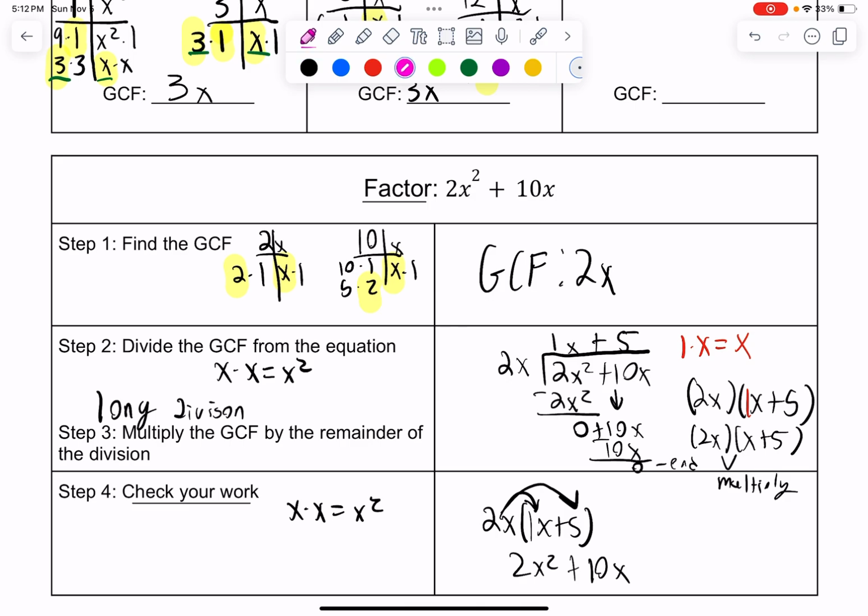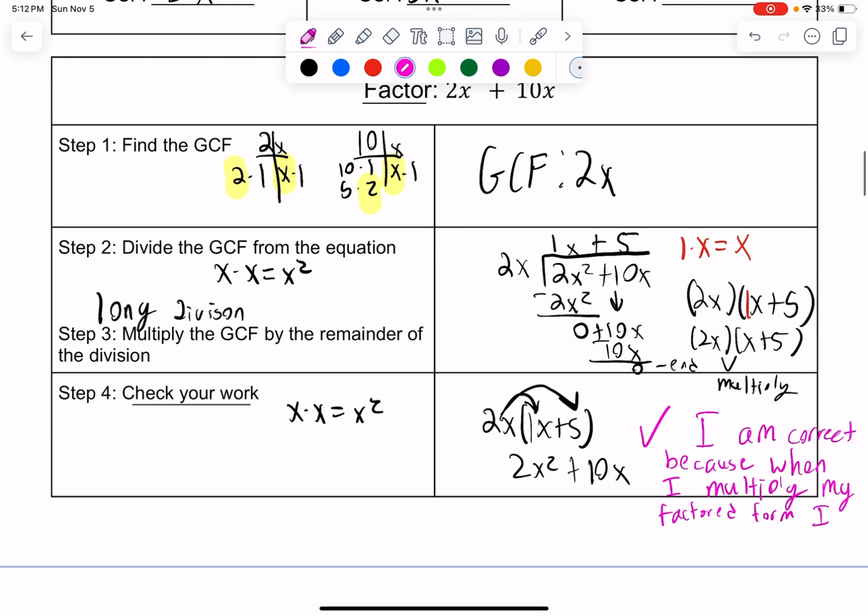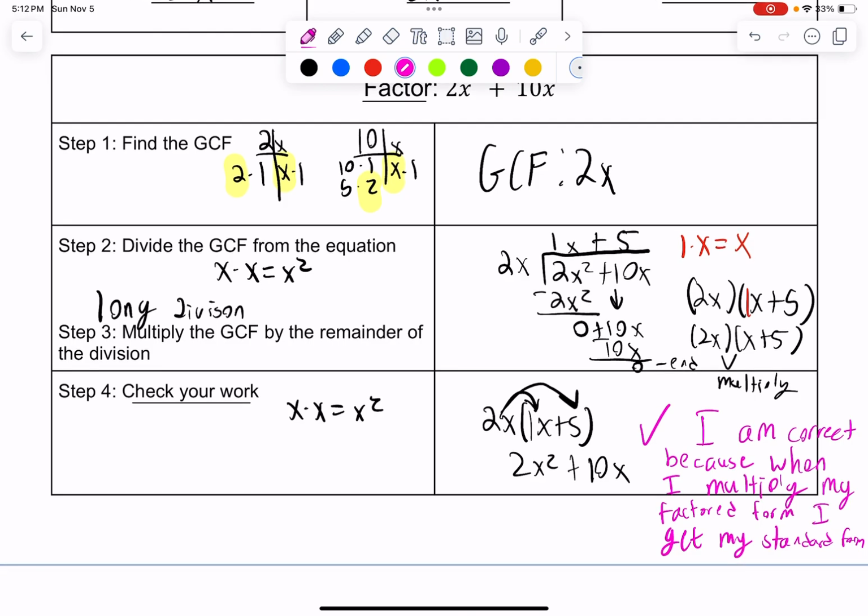So here, I know that I am correct because when I multiply my factored form, I get my standard form. So this is how you're able to check your work.